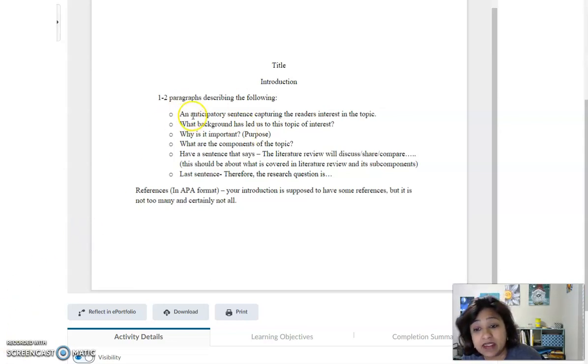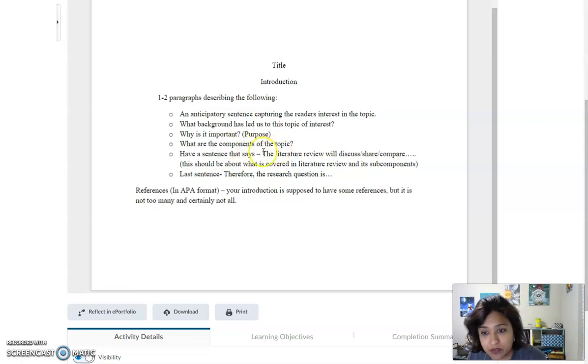So it will have an anticipatory sentence which captures the readers. Background information is what comes from the citations and the evidence. Remember to have correct in-text citations. What is the purpose of your study? Why is it important? Is it to inform the community about something, your discipline about something, add to the literature? If it needs to add to the literature, fill a gap. What is it? Why is it important?